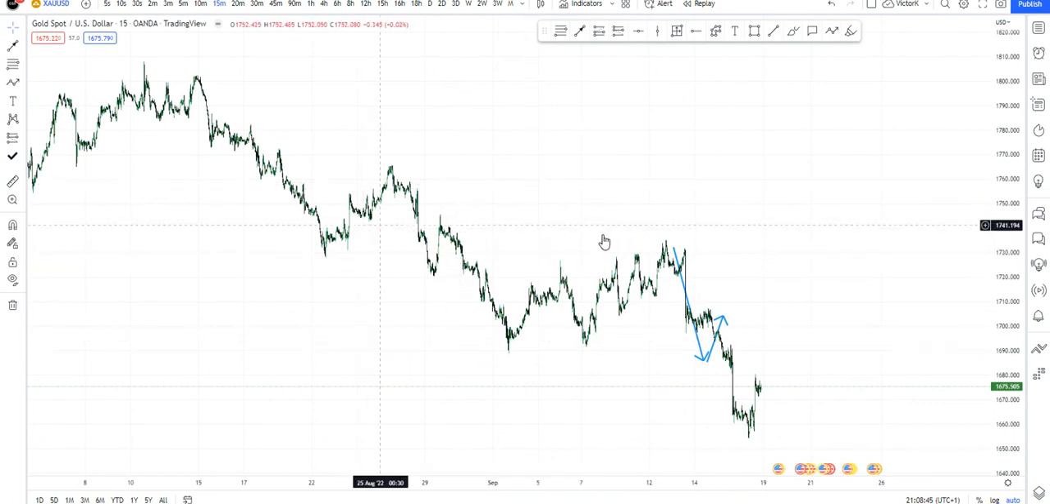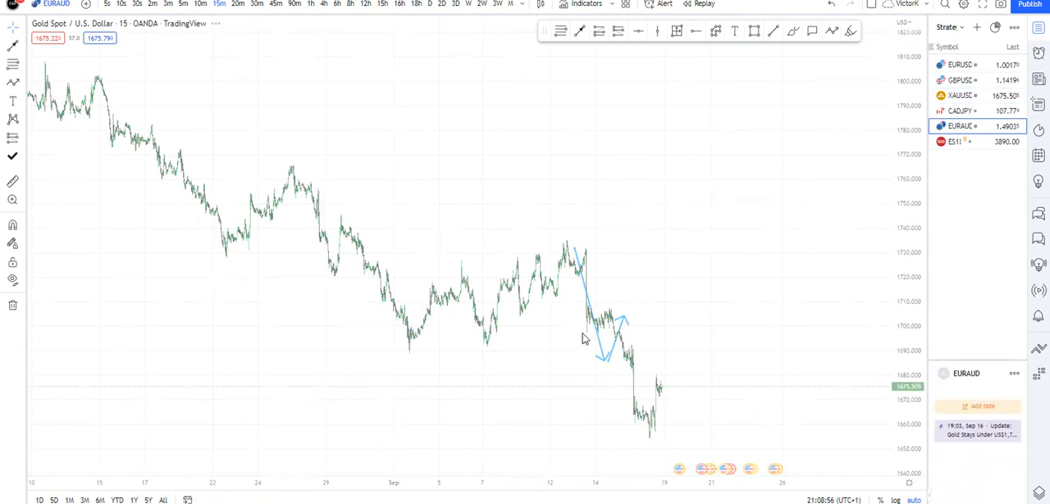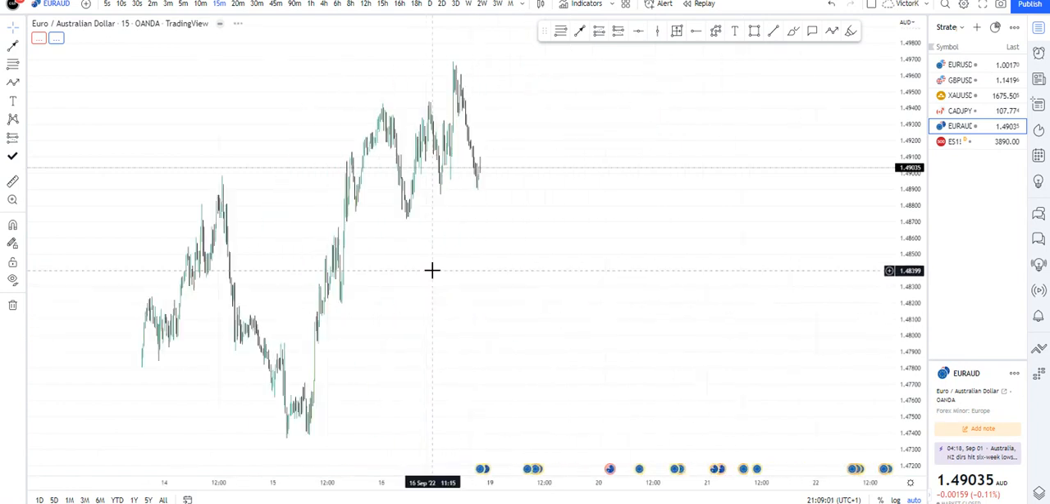Or maybe if it's a day trade and the trade is in profit and it starts showing signs of reversal, I will just close it. For example, I was also in Euro AED. The Euro AED was one of the trades I opened on Friday.